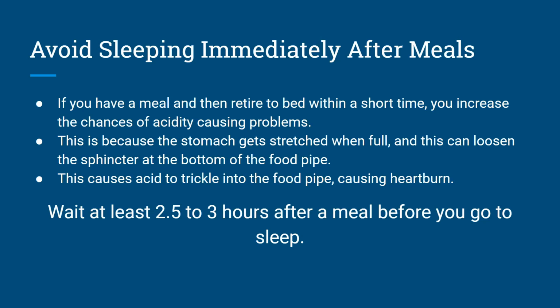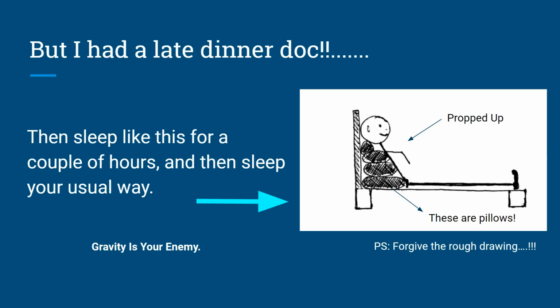And this is particularly applicable if you're having your meal in the evening and then you're going to bed at night. So try and keep at least a 2 hour gap, but 2.5 to 3 hours would be ideal. Now, just in case that is not possible, and if you have had a late dinner, this is very common, then you could sleep in this position.